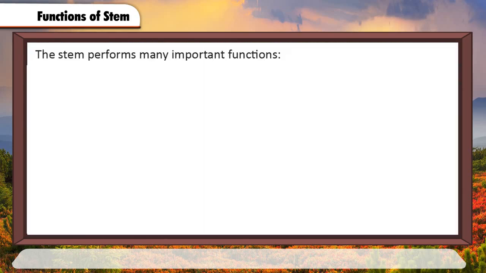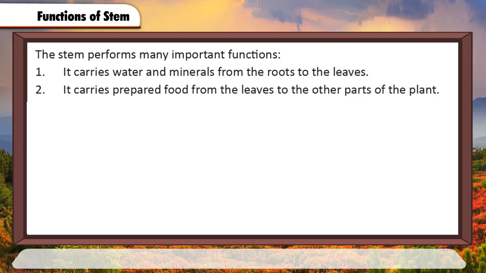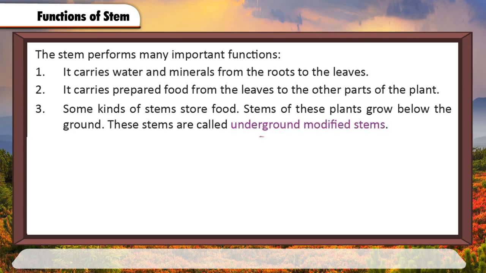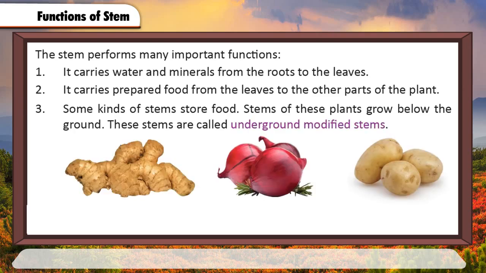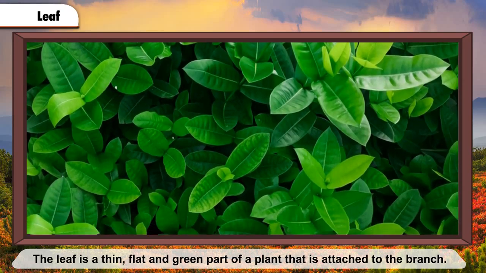Functions of stem. The stem performs many important functions. 1. It carries water and minerals from the roots to the leaves. 2. It carries prepared food from the leaves to the other parts of the plant. 3. Some kinds of stems store food. Stems of these plants grow below the ground. These stems are called underground modified stems. Ginger, onion, potato.